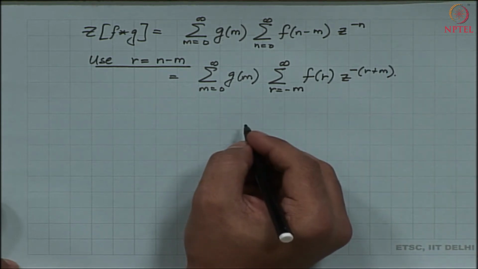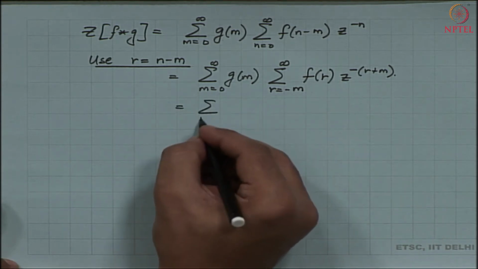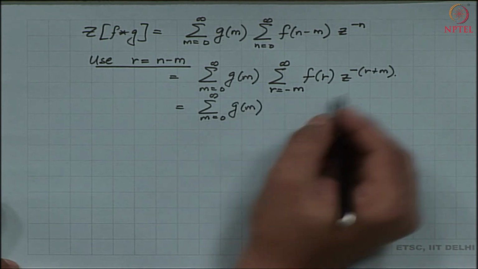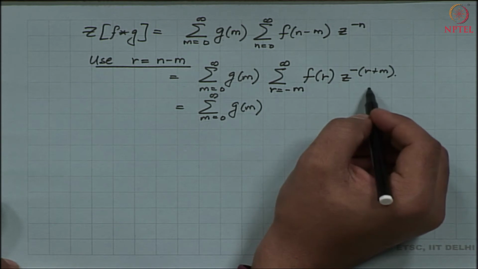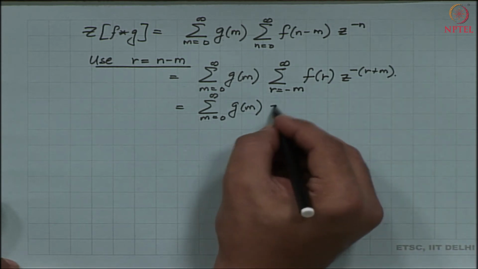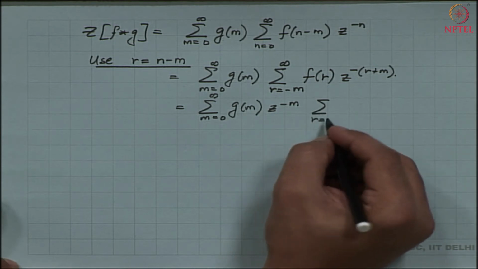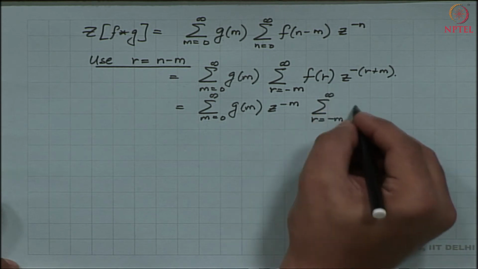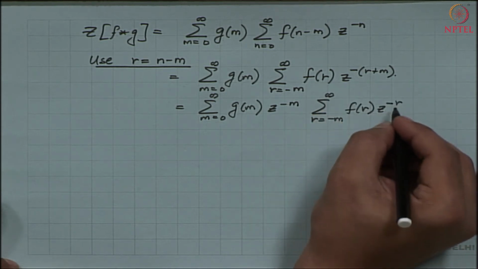Okay. So, what I see is the following. I see that this is also equal to the summation m from 0 to infinity g of m, and let us now break down this factor z to the power minus r as z to the power minus (r plus m) times z to the power minus m, summation r from minus m to infinity f of r z to the power minus r.